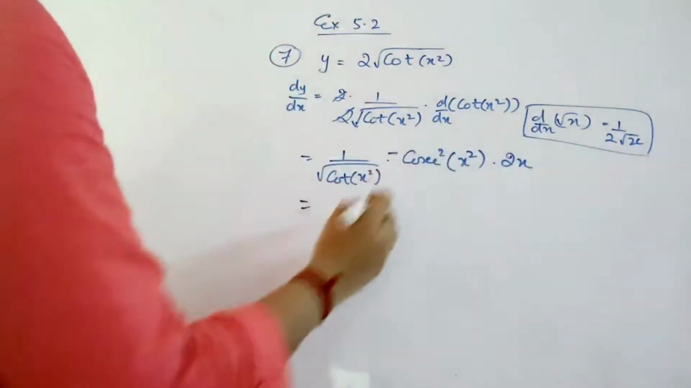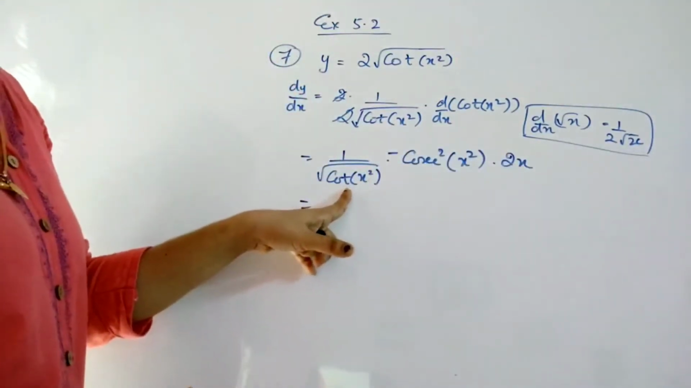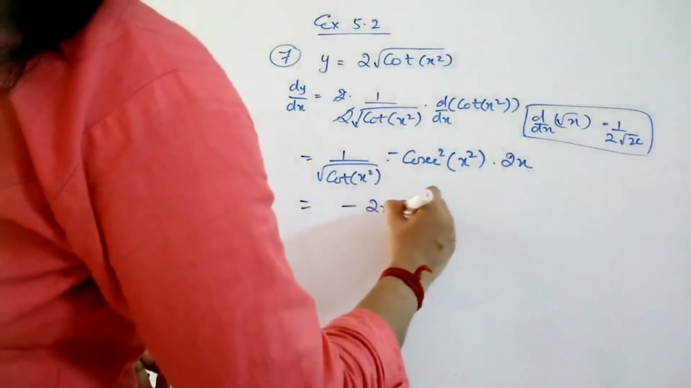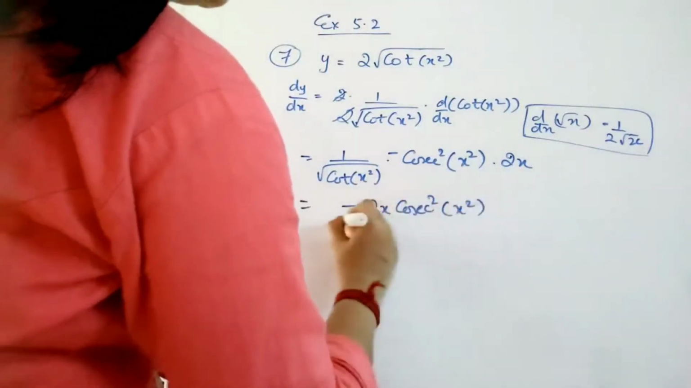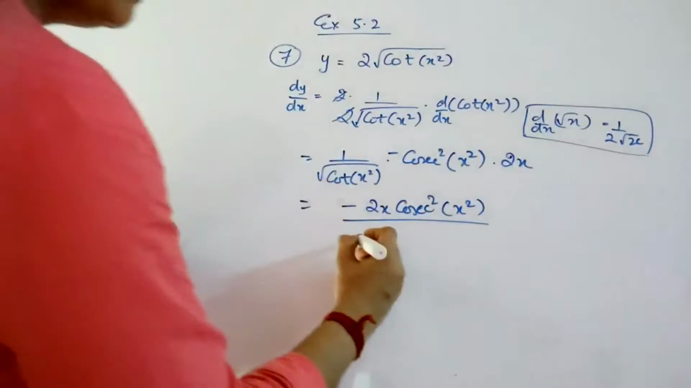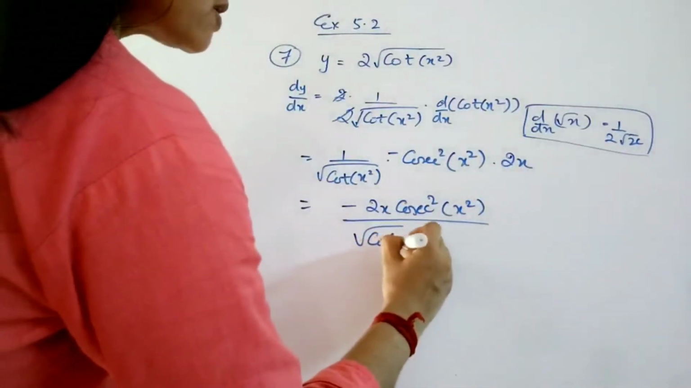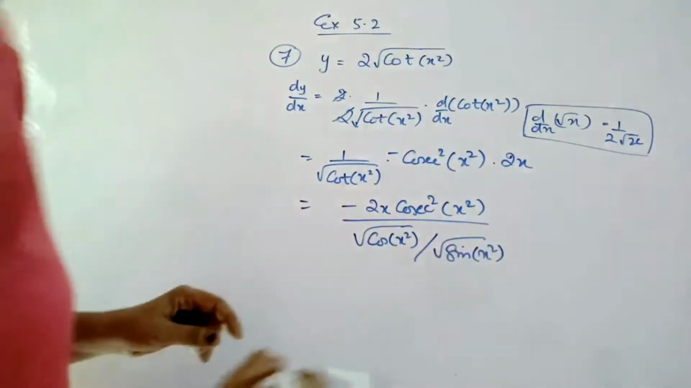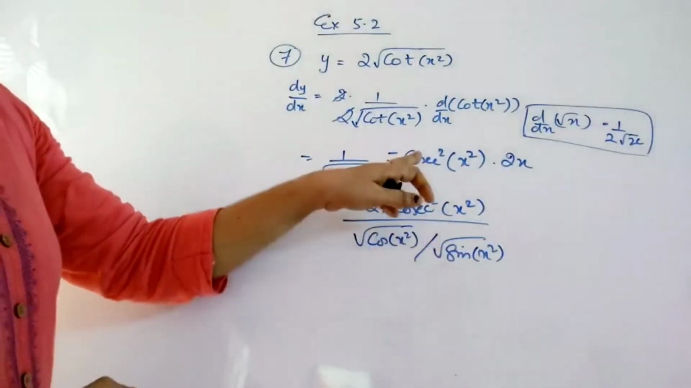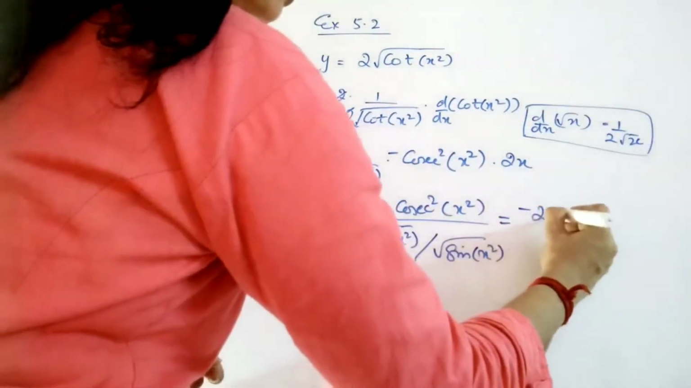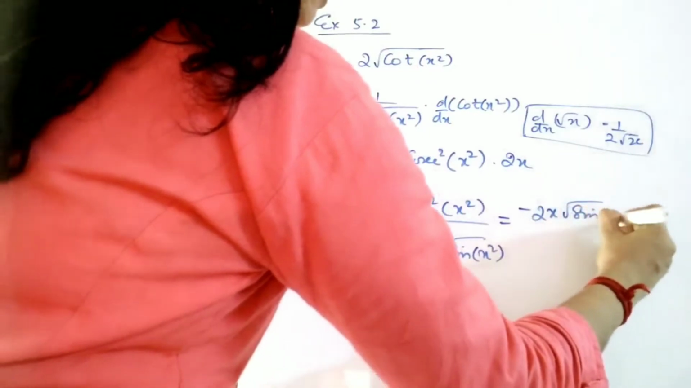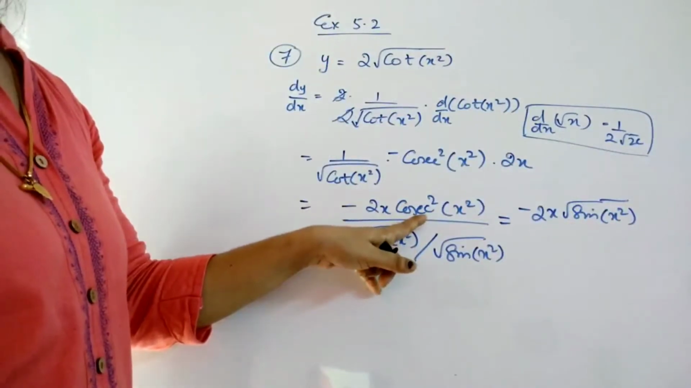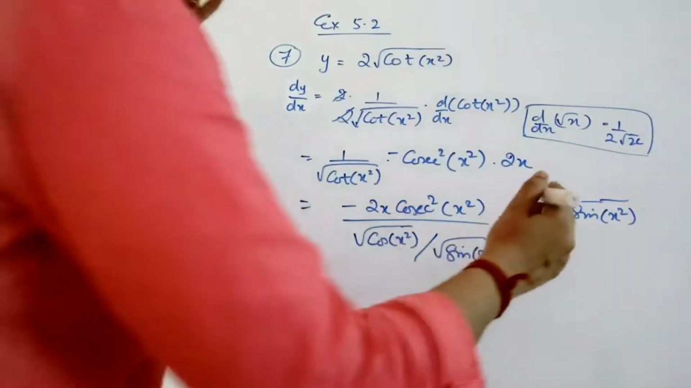Okay, now we have to change this cot in terms of sine and cos, and cot is cos by sine, so here you get minus 2x cosec square of x square divided by root of cos of x square divided by root of sine of x square, right? Now this root of sine of x square will go up, it will become like minus 2x root of sine of x square, and cosec square we are changing also in terms of sine, so it will become 1 by sine, so it will be in the denominator.